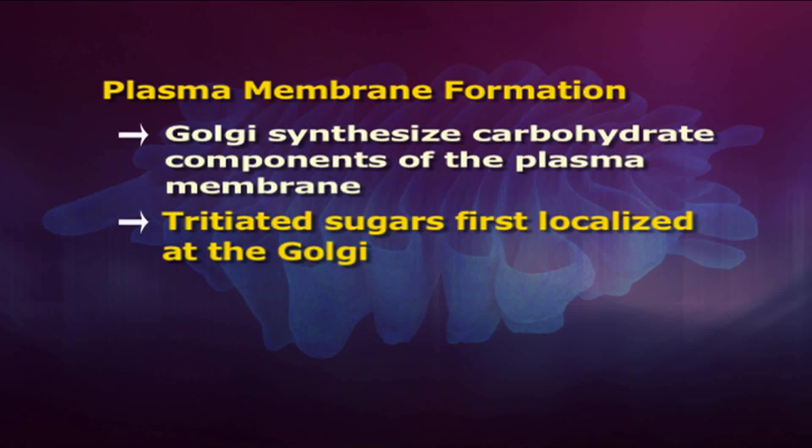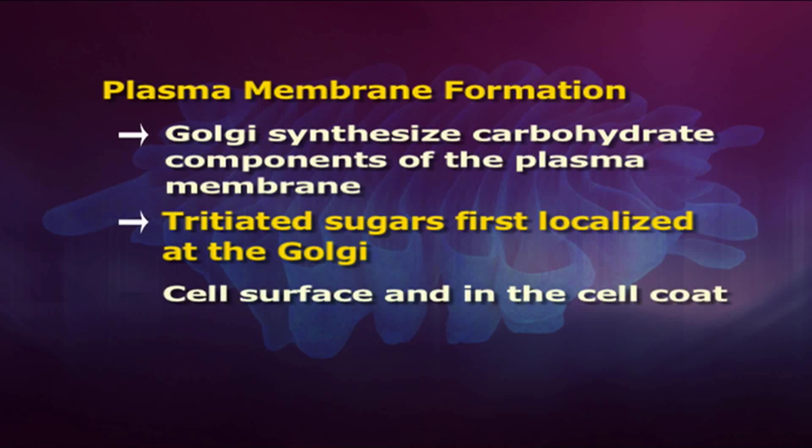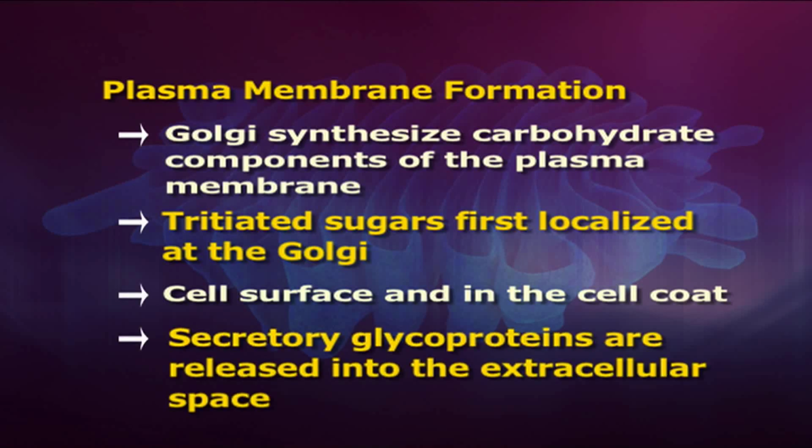The tritiated sugars, first localized at the Golgi complex, migrate to the cell surface and into the cell coat. Secretory glycoproteins are released into the extracellular space after fusion of the secretory vesicle membrane with the plasma membrane. The Golgi complex plays an important part in the biogenesis of the plasma membrane by supplying it with glycosidated molecules.